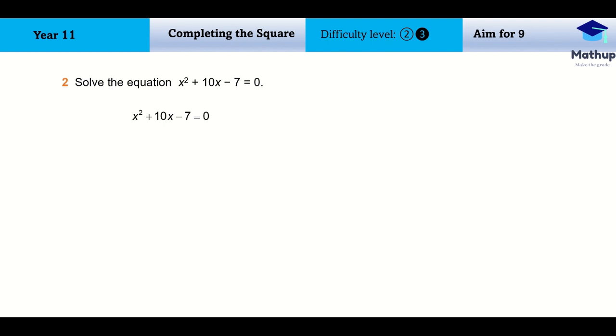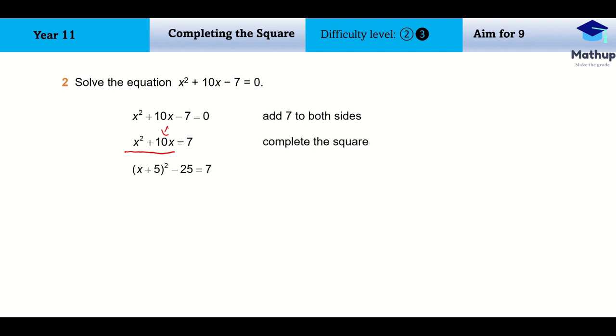So hopefully you would have rearranged the equation by adding 7 to both sides. So you'll get x squared plus 10x equals 7. Now complete the square for the left hand side, x squared plus 10x. Remember, we always look at the number in front of the x, which is plus 10. So we're going to write the whole thing out as x plus 5 squared, and 5 squared is 25, so we take that away. And now add 25 to both sides, so x plus 5 squared equals 32. Square root both sides to give you x plus 5 equals plus or minus root 32.